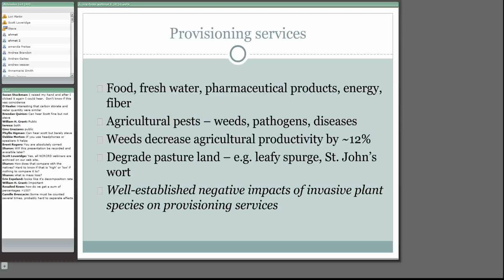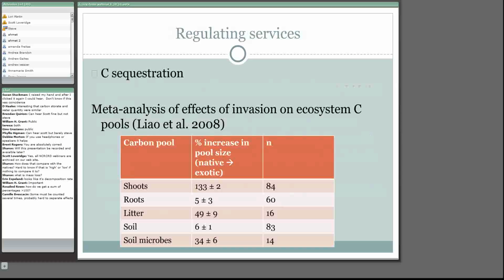So provisioning services, again, we know this is an important part of what we depend on as far as food and water, but we see invasive plants affecting these areas, very commonly seen in agricultural productivity, but also in some of the less intensively managed areas, pasture land. The well-established negative impacts of invasive plant species on provisioning of services have been documented. So, a pretty significant amount of work there.